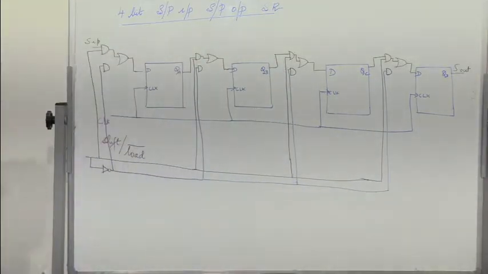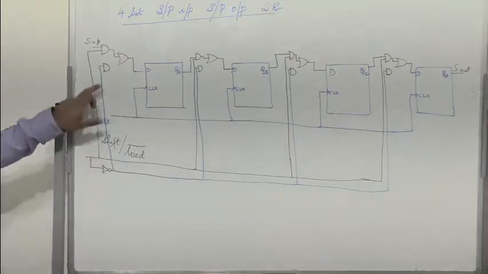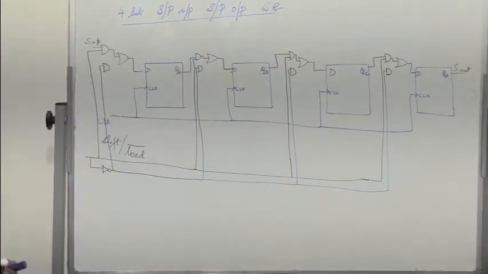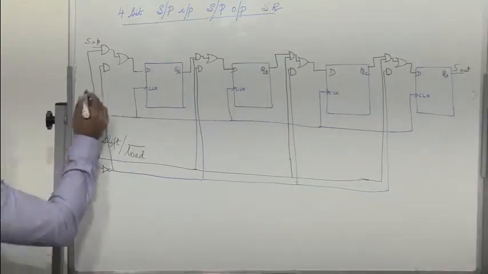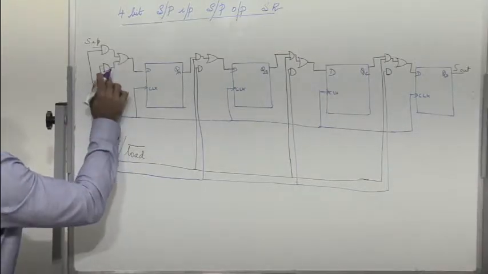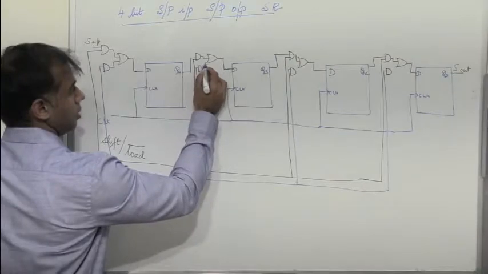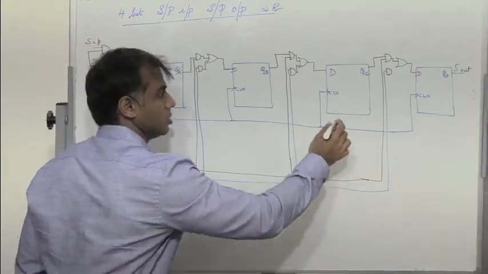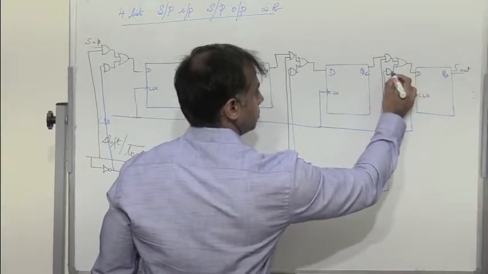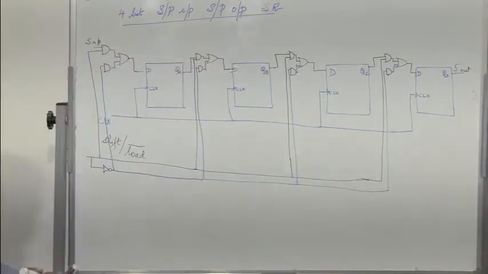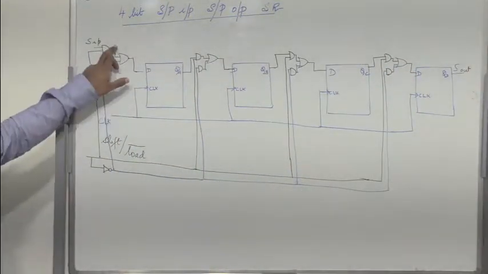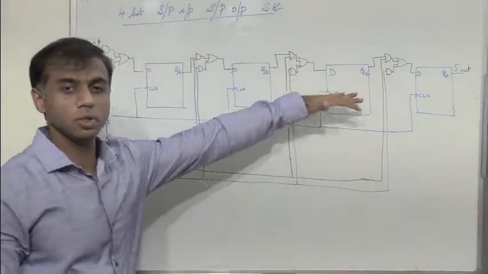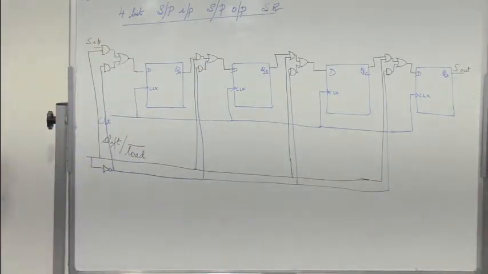So when we are operating in the shift mode, when this is 1, this is 0. So this AND gate is disabled. So I get a 0 here. So the output is 0. The output is 0. And the output here also is 0. Right? So whatever data appears here, the same data appears here. So we are operating in the serial mode.